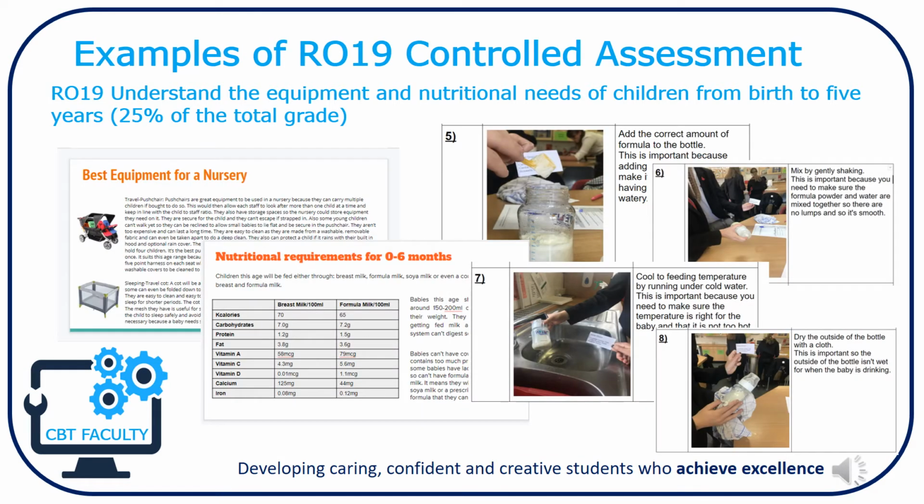Here are some examples of the RO19 controlled assessment work produced by students in the past.